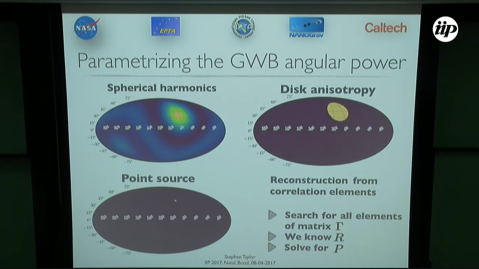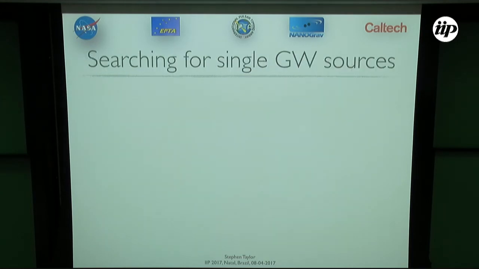You might have a single point source. So this would be like a suboptimal way of searching for single sources, because it's looking at the power instead of the actual phase of the signal. But you could just imagine lighting up a single pixel and using that to search for a single source. Or you could actually do a direct reconstruction of each of the elements of that overlap reduction function matrix. So these are lots of different ways that we can attack anisotropy in the sky and say what the distribution of sources in the sky looks like.